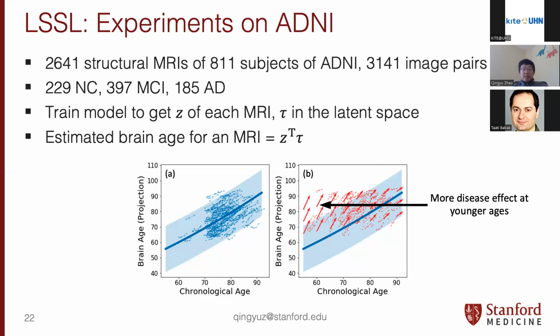Remember, the training does not require any label information of the data, yet it's still able to separate the normal controls and people with cognitive impairment.